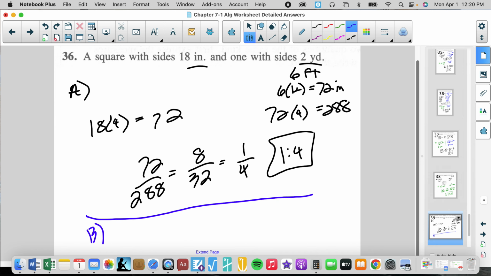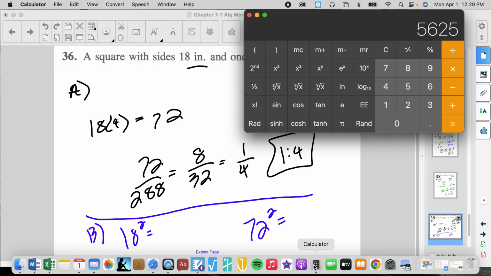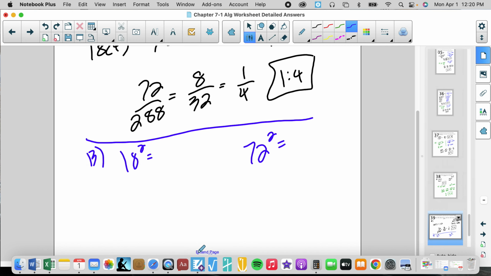Now let's do our area. That's going to be 18 squared. That's going to be 72 squared. Numbers, I don't know. Watch this, kids. No calculator. 18 squared is 18 times 18. Remember, we're making a ratio of it, 72 to 72. So let's just reduce it this way.